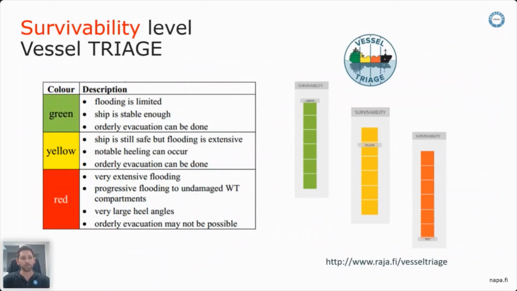Remember, the NAPA Emergency Computer is a decision support tool for the master of the vessel. The software does not present specific conclusions, rather it provides accurate predictions, which help to assist the master in deciding how to handle the situation. Now that you understand the key concepts, I will begin the NAPA Emergency Computer demonstration.